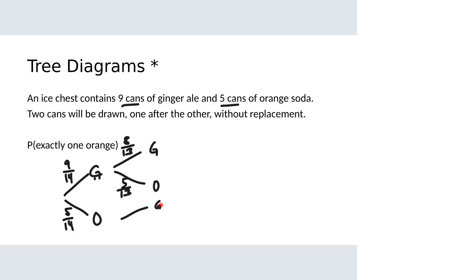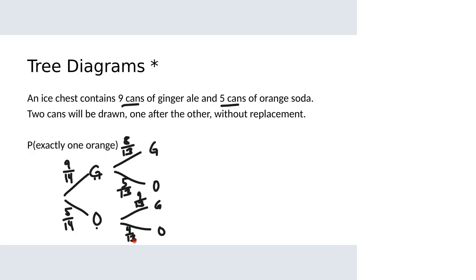The second one down here is going to be ginger ale or orange soda. This time, the first one I bought was orange, so all 9 ginger ales are still there, so the probability of ginger ale is 9 out of 13. The probability of orange is going to be 4 out of 13. If you have any questions, make sure you ask them.